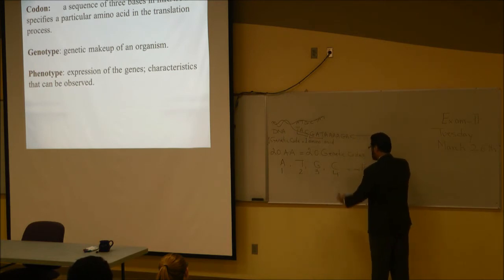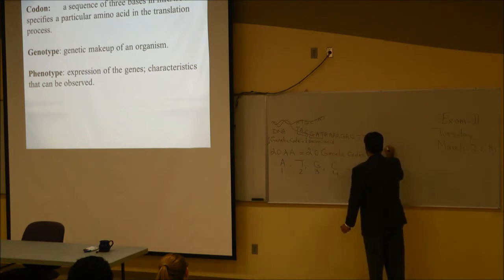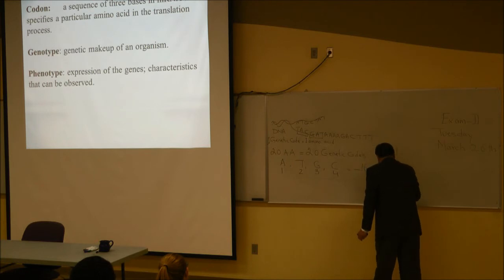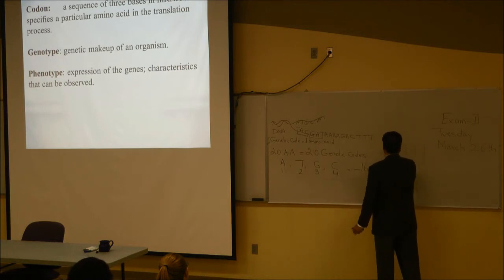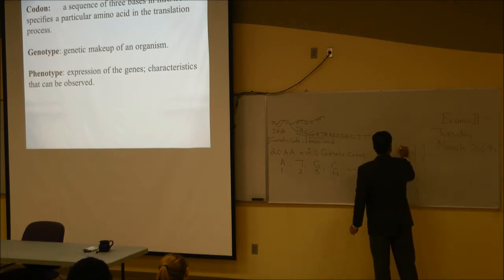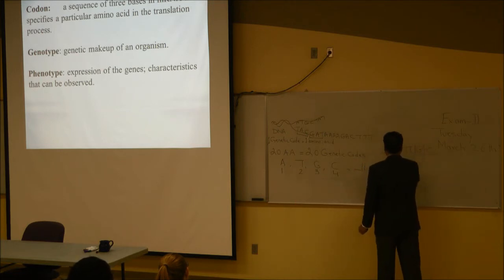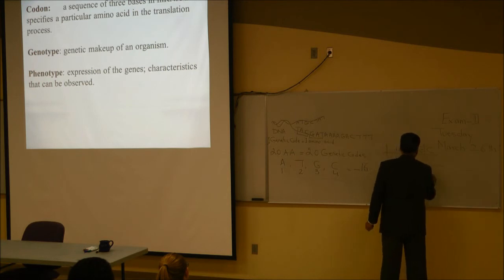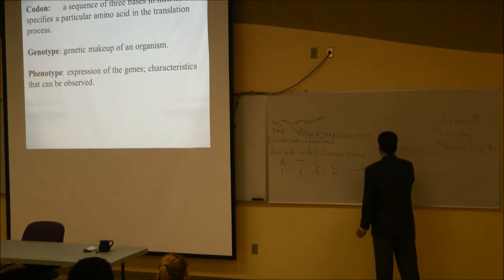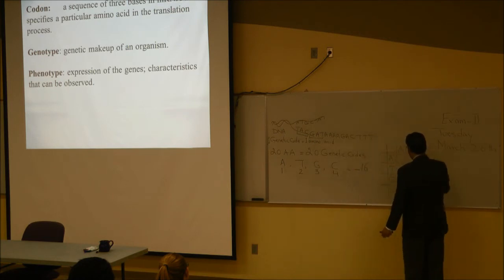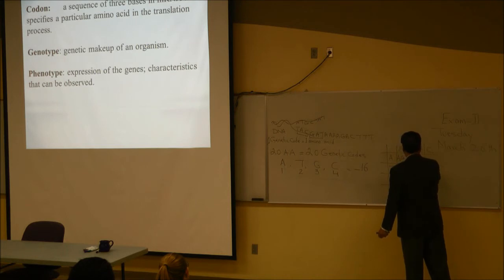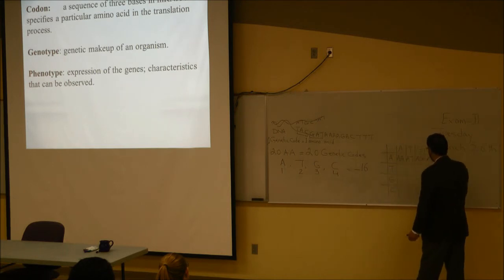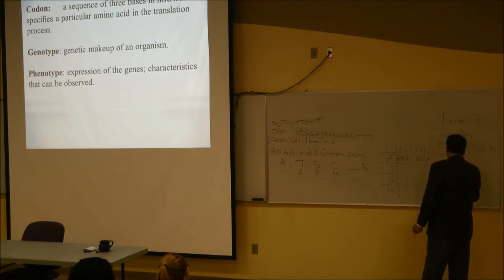Now, if a genetic code has two letters, how many maximum can we make? A, T, G, C. 4 times 4? 16. If you fill this up, AA, AT, AG, AC, and then TA, and so on, you'll get 16. How many are we missing? 4.